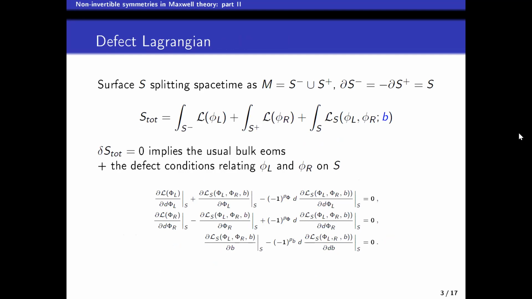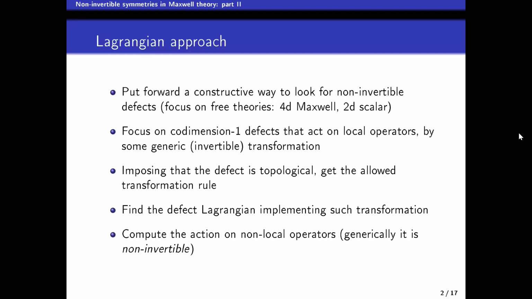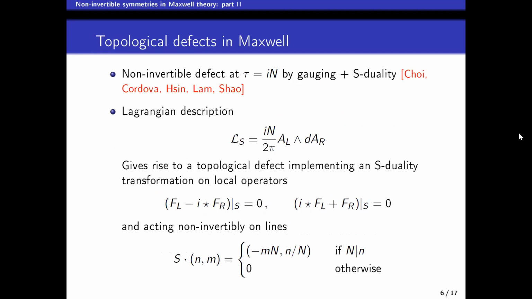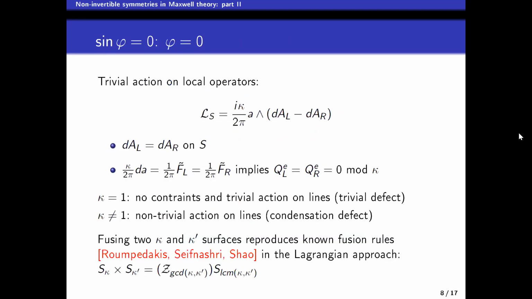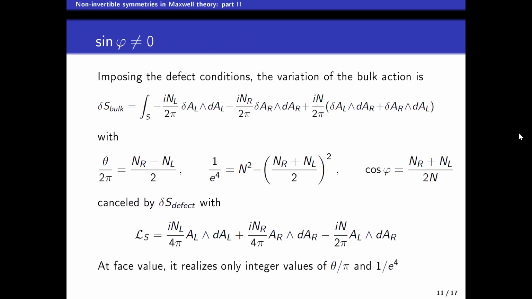This will be a function of the coupling constant, so 1 over e squared and theta, and of all the fields f left, star f left, f right, and star f right. But then we can use this transformation here, invert it, and the final answer will be just a function of f left and f right, and the dependence on these two guys will be implemented through this transformation. So in the end, you do this procedure, and this is the variation of the bulk Lagrangian.